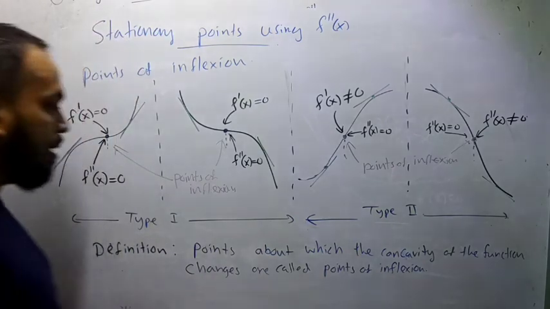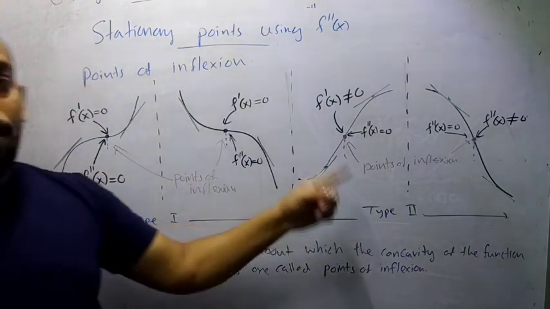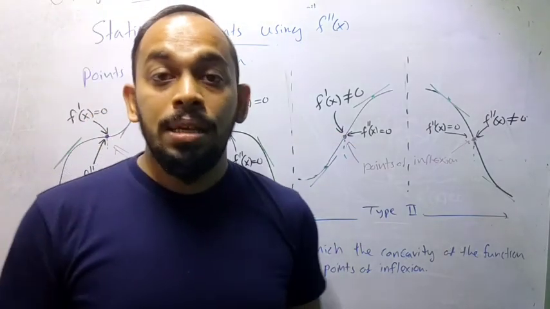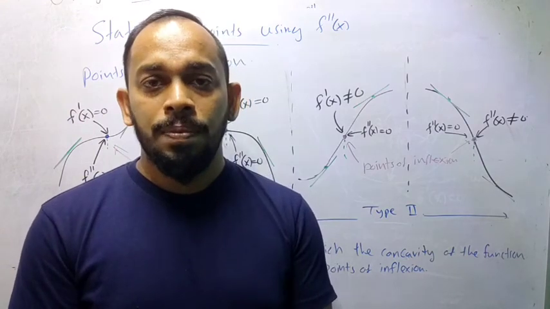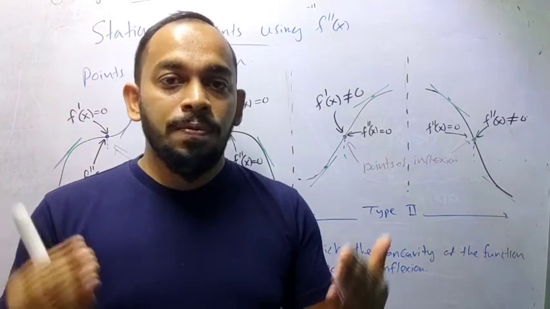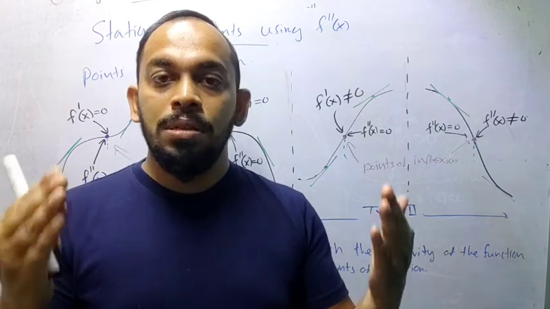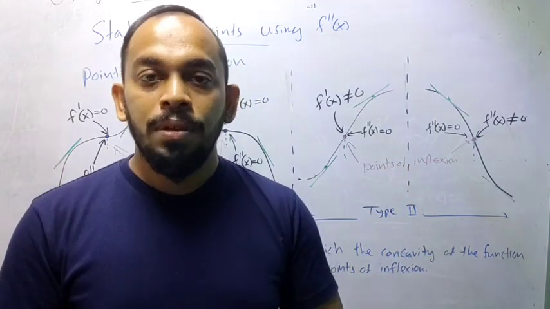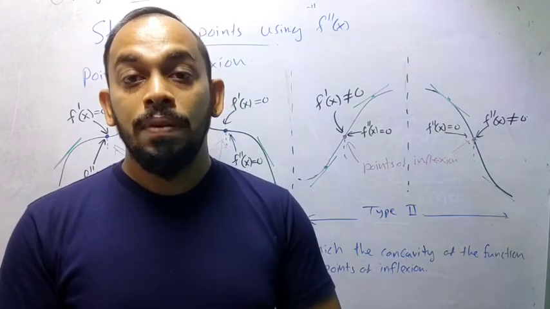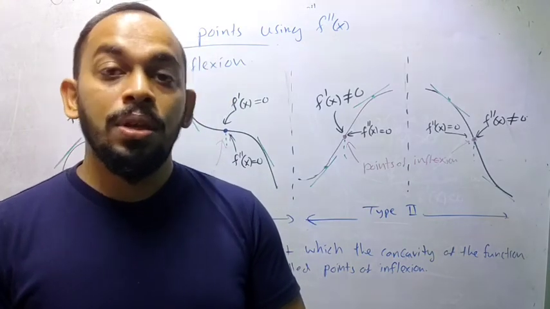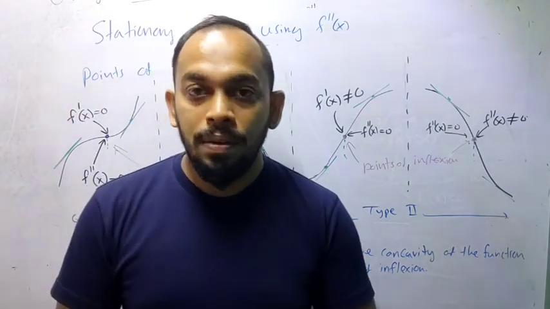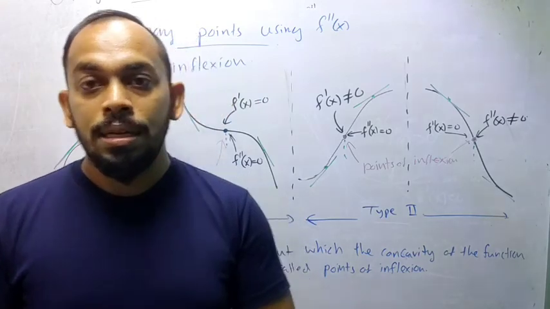So you can see that in both types, the second derivative is 0 at points of inflection, right? At the turning points, the first derivative is 0. At points of inflection, the second derivative is 0. So you can directly determine the points of inflection using the second derivative.